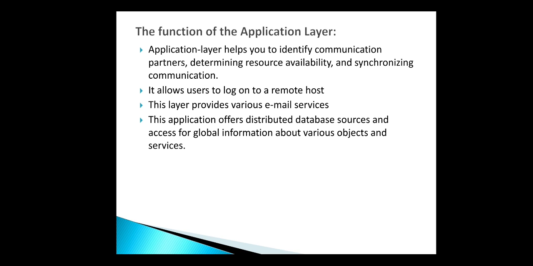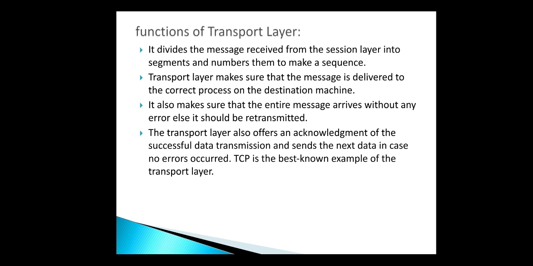The functions of the application layer. The application layer helps you to identify the communication partners, determines the resource availability and synchronizes the communication. It allows the user to log on to a remote host. This layer provides various email services. This layer offers distributed database sources and access for global information about various objects and services.